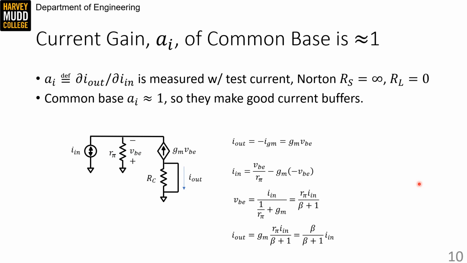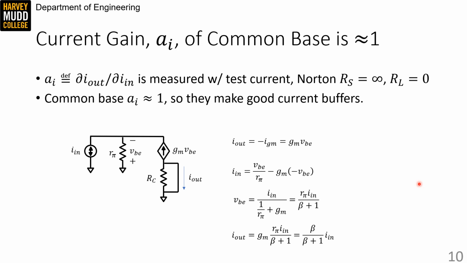Third, the current gain of a common base is about 1, which means you can think of common base amplifiers as current buffers. Said another way, any current that goes into them comes out from the collector, which is a high impedance source. So it looks as if you are copying any current that gets into them out through a current source.